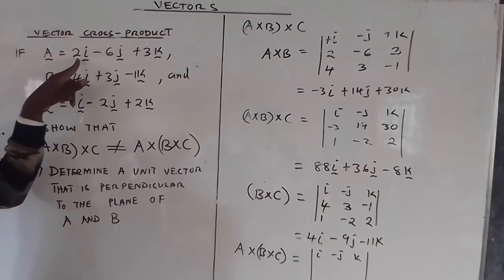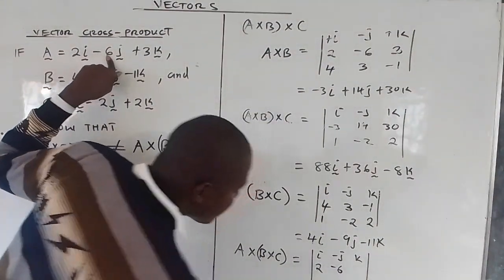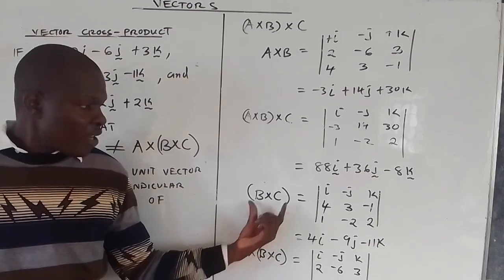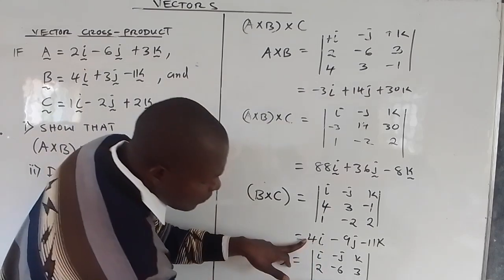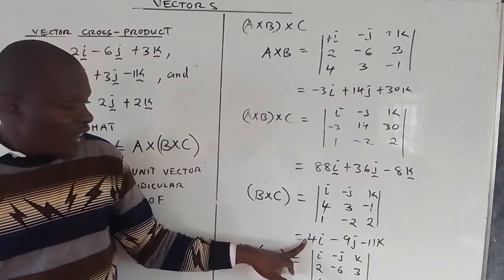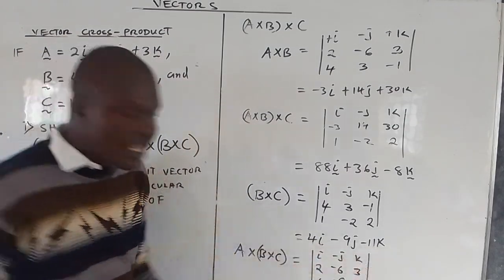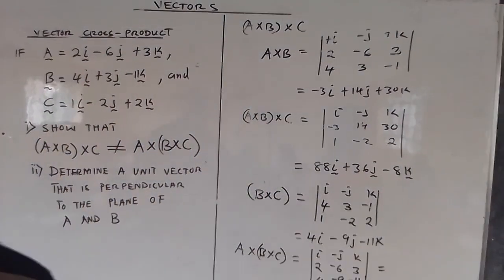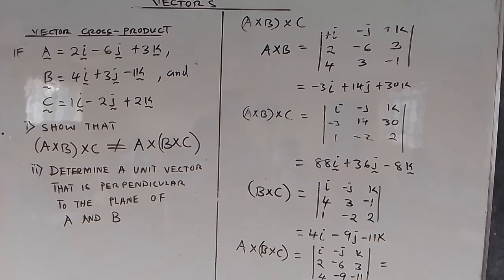So what is X of A? 2. What is Y of A? Negative 6. What is Z of A? Positive 3. Then it is followed by B cross C. And B cross C you found is this, isn't it? Are we together? So what is X of B cross C? It is 4. Then what is Y of B cross C? Negative 9. Then what is Z for B cross C you found? Negative 11. So if you work out this following the same procedure we've been following, what do you get?